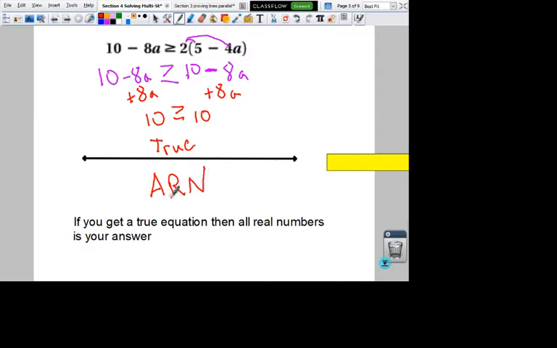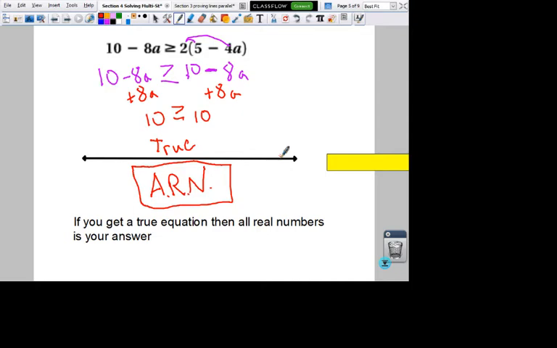ARN. You sound like a pirate. Remember, pirate. ARN. So that's what we do if we get a problem like that. My variables went away, right? And I got this true part.